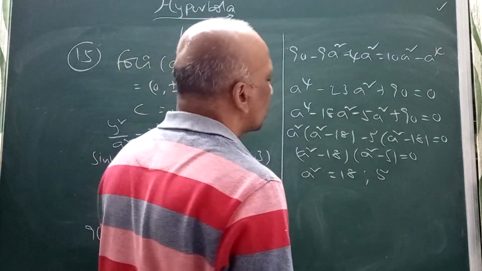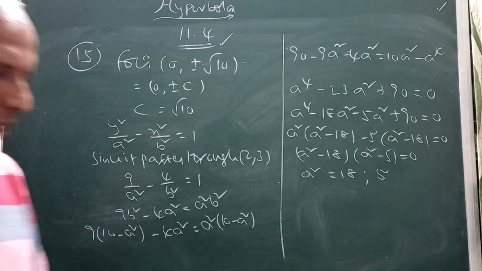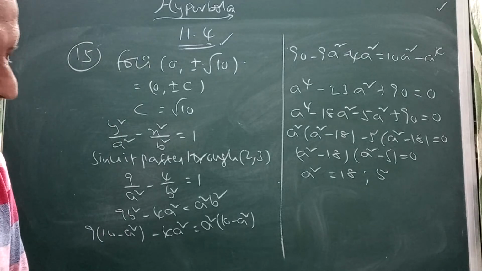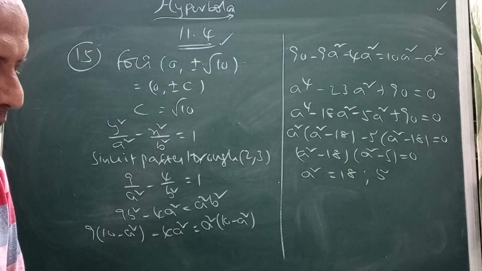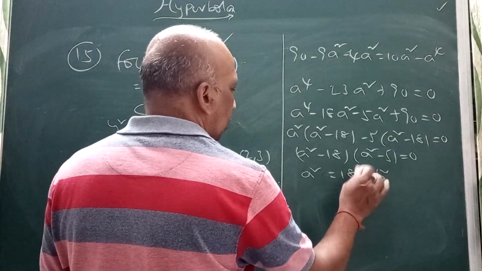I got two values, right? A square is equal to 18 or 5. Check the values of that. Am I right? We got a square is equal to 18 or 5. Two values we got, 18 or 5, right?